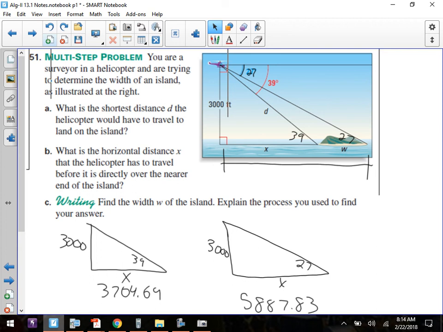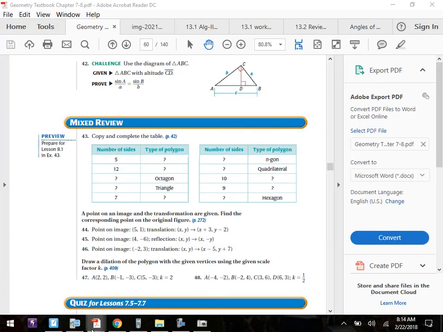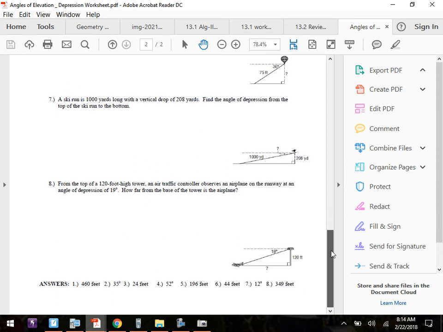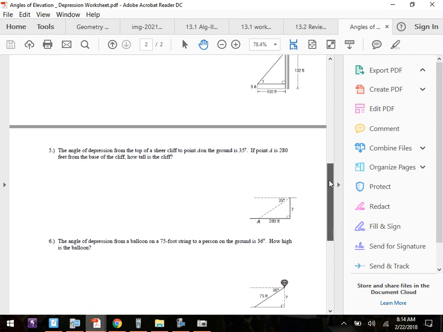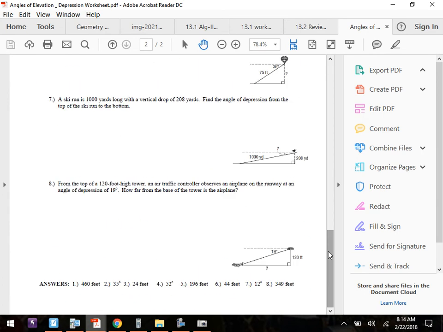I know that I also posted the worksheet with angles of elevation, depression. I don't think we need to do any of these. These are pretty easy. Yeah, these are really easy. I'd rather have you guys do ones you can't draw pictures of. So that was just in case we needed more.